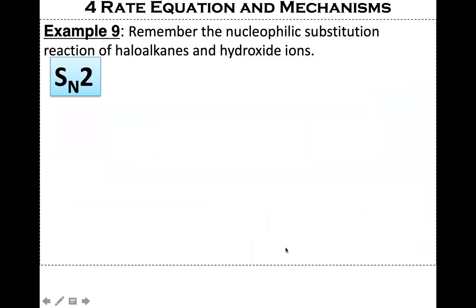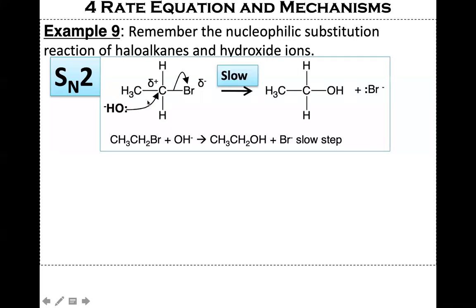Okay, the next one is SN2. The 2 gives you a hint that it is a bimolecular mechanism. When you have a bimolecular mechanism, you have two species in the slow rate determining step. If we look at the equation, the two species are the haloalkane and the nucleophile itself, right? So the nucleophile attacks, the haloalkane breaks, and there's only one step, which is the slow step, okay? And then you form products.